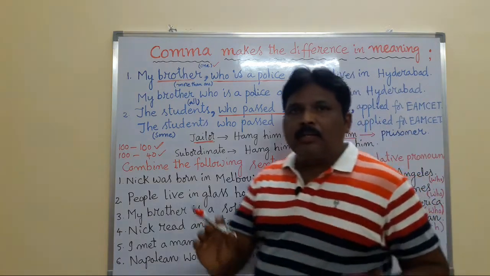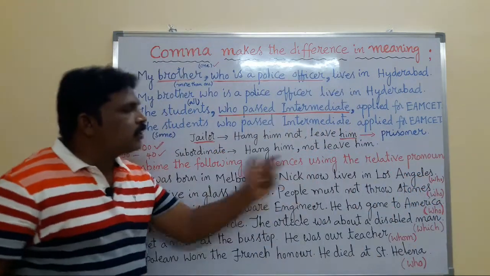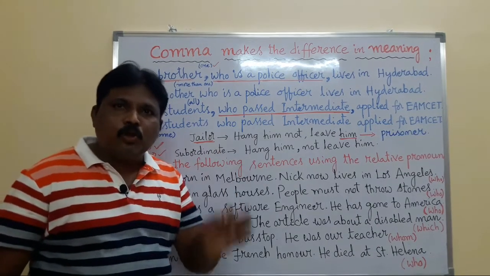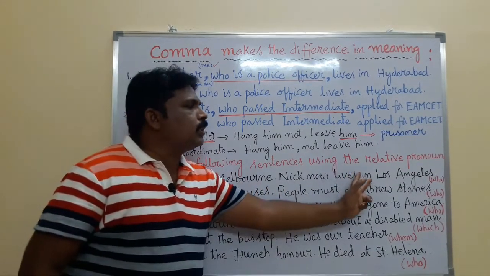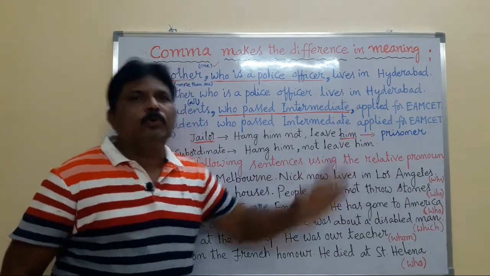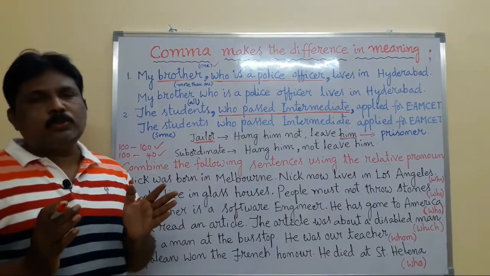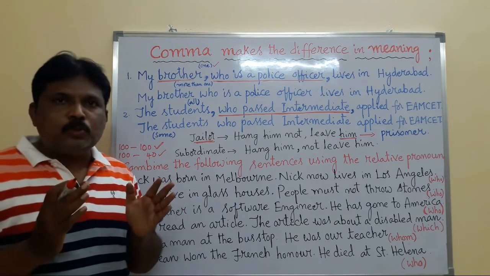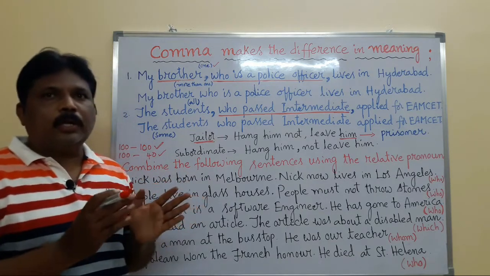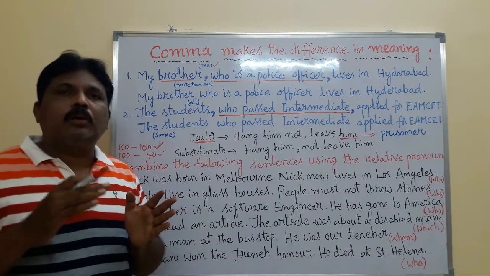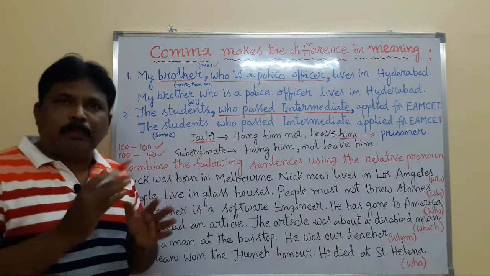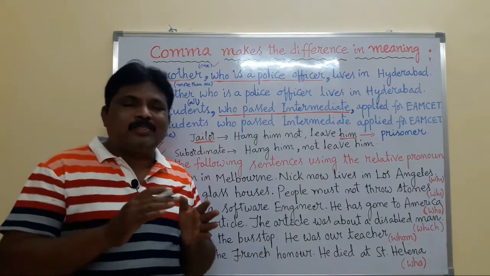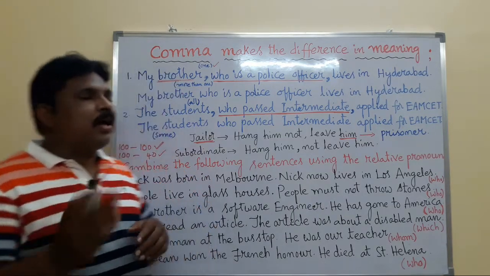This is the way the question is asked. Two sentences are given and the students are asked to join the two sentences using the relative pronoun who. Remember, who is used when we talk about the subjects. Who is used when we talk about the subject, and whom is used when we talk about the object, only for persons, and which is used to talk about things. It is used both for things and animals.